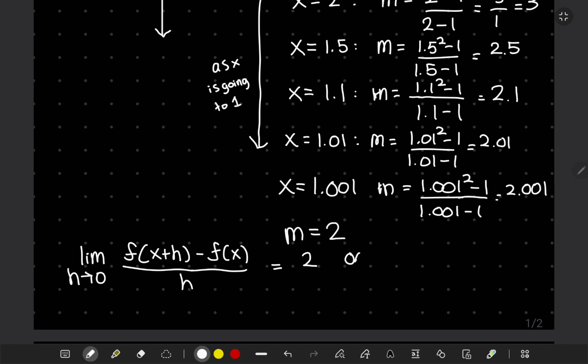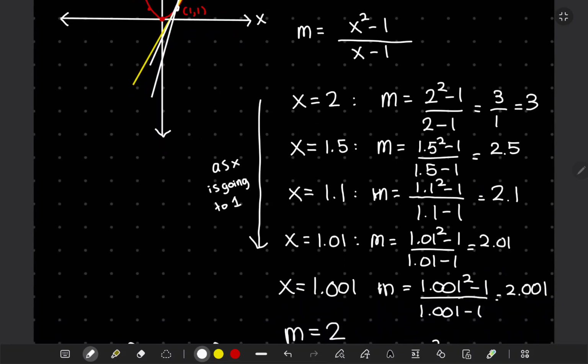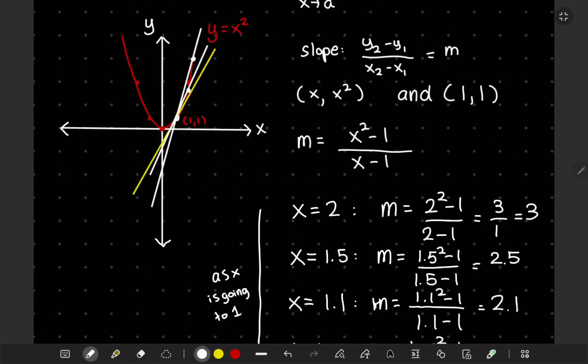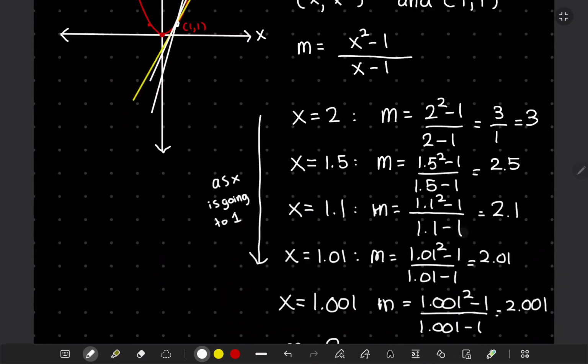Or we can also write it like this, that the limit as x approaches 1 of the slope, which is x squared minus 1 over x minus 1, approached 2. Seems really complicated, but I hopefully just want you to understand that we can just plug in smaller values, and we can see that as we get closer and closer to the number we're looking for, 1, it goes off to a specific value. So this whole first activity was just trying to explain this first part. But now let's talk about the second part, the true definition of a limit.